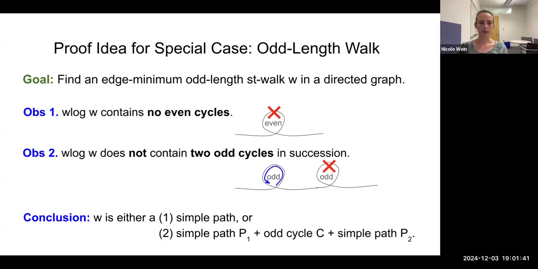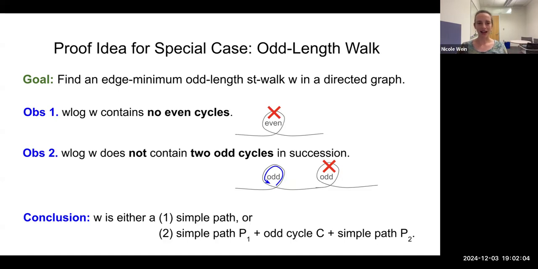Okay, so putting this together, what this tells us is that our walk W that we're looking for can be assumed without loss of generality to either be a simple path, or it could have the following structure. It could be a simple path, which we're going to call P1, followed by an odd cycle, which we're going to call C, and then followed by another simple path, P2.